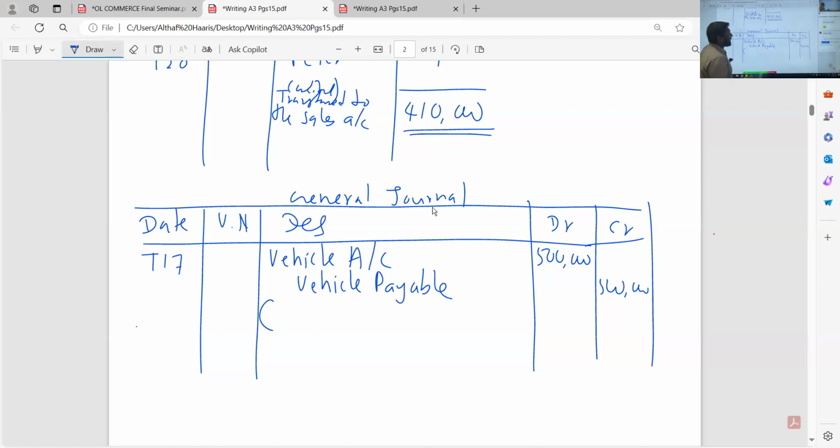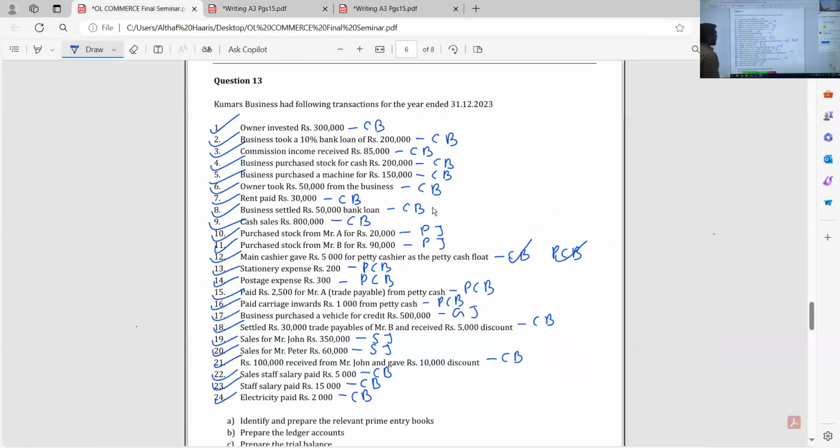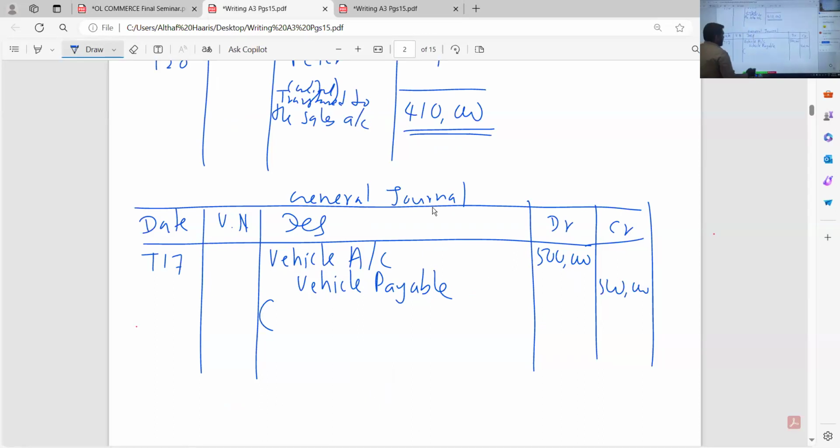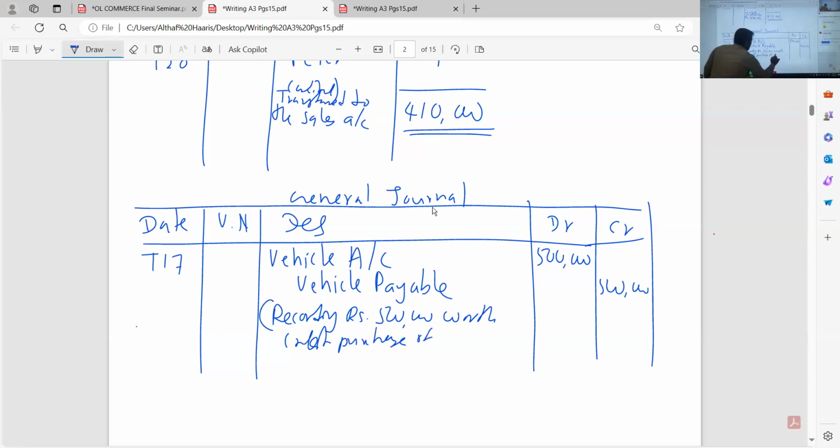I gave you a small tip for the narration. If you are struggling to find the narration, simply take the transaction and write the word recording in front. So here, simply write: recording business purchased a vehicle on credit for 500,000. That's it. You can use the word recording. So here, recording rupees 500,000 worth credit purchase of the vehicle.